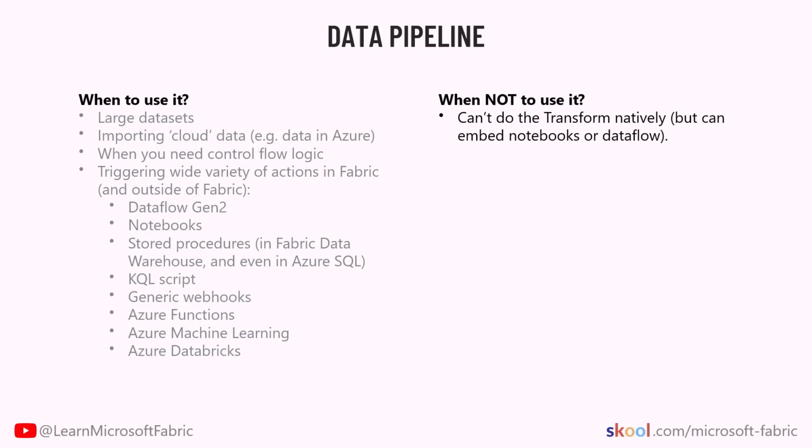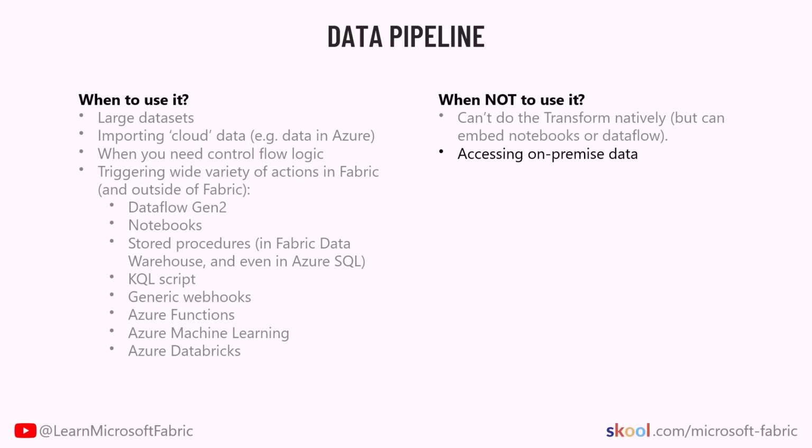So when do we not want to use this? Data pipelines don't really have any transform functionality natively, so we can't really do data cleaning in a data pipeline. Normally, if you want to do that, you would embed a notebook or a data flow into your data pipeline. And as we mentioned previously, we can't currently use it for accessing on-premise data.